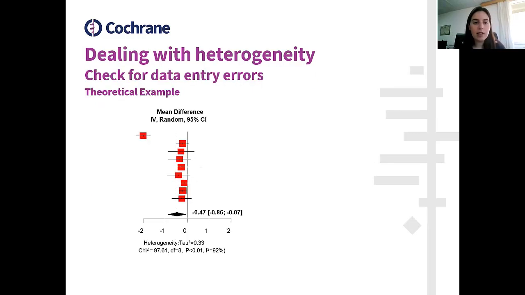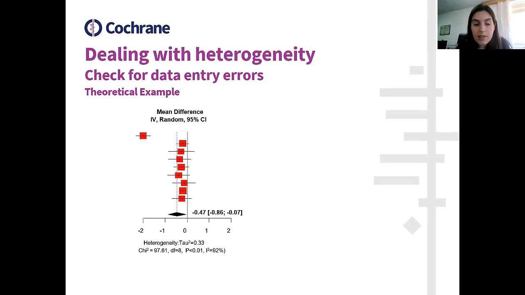Let's see that in a theoretical example. In this meta-analysis, we have 9 studies included. If we take a closer look, we can see that there are indications both from the chi-square test and from the I-square index, and even from simple eyeballing, that there is heterogeneity. If we look closer, we will notice that there is a study, the first one, which has a very poor overlap with the rest of the studies.